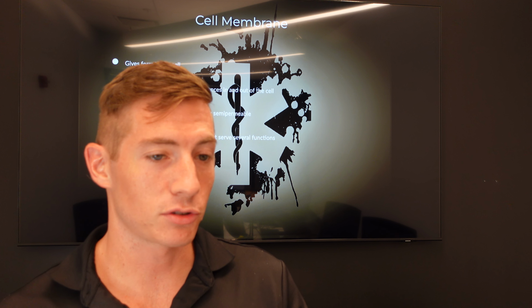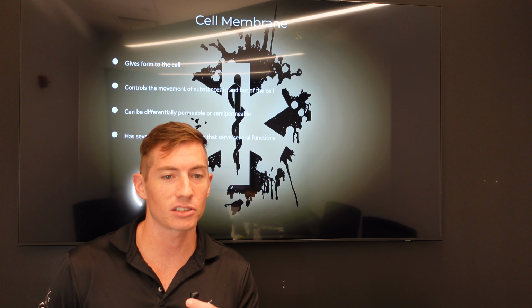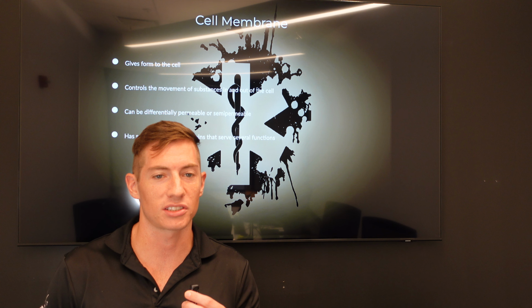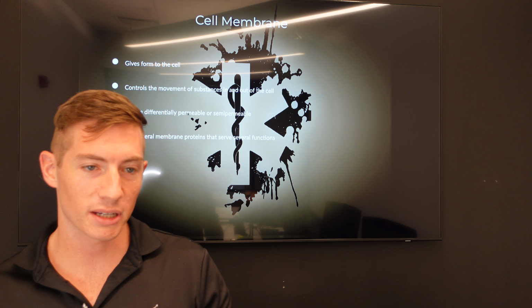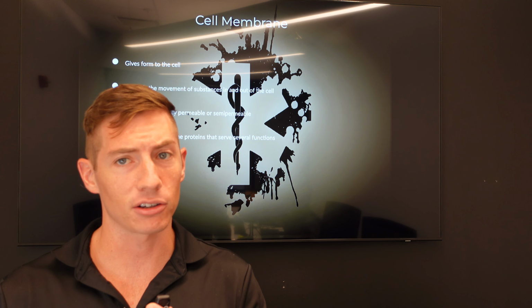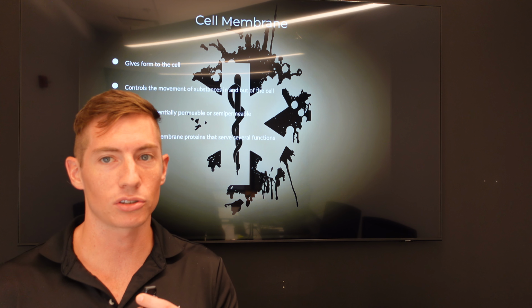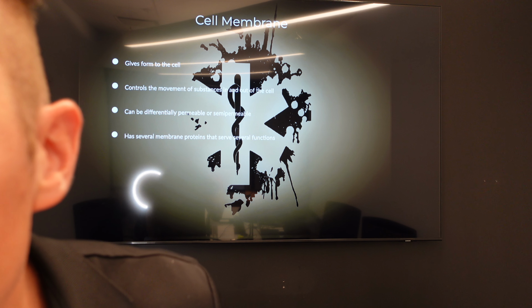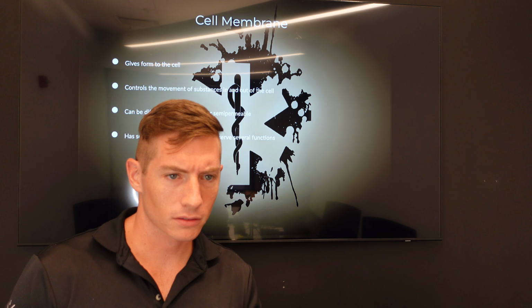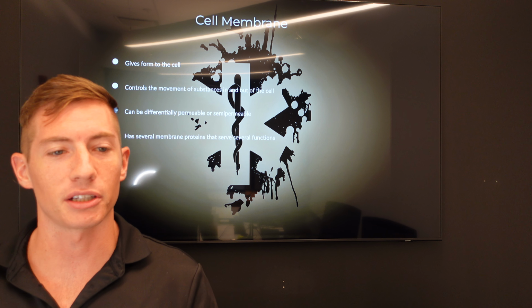The cell membrane gives form to the cell where the cellular activity takes place, and provides physical isolation between intracellular and extracellular compartments. It also controls movement of substances in and out of the cell. It can be differentially permeable and also semi-permeable. I hope that's readable. Yeah, it's pretty readable. It has several membrane proteins embedded, floating within it.